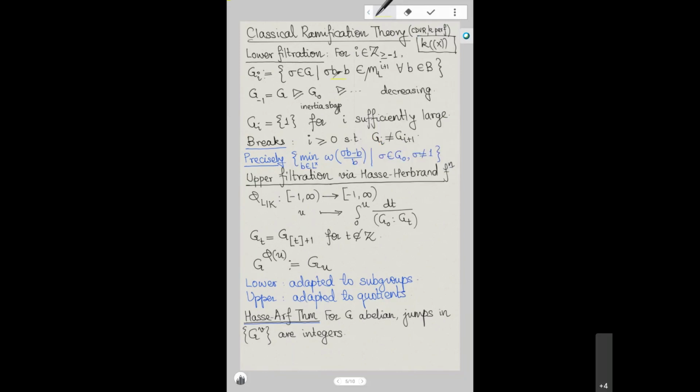Okay. All right, so here you see the action of sigma minus 1 on elements of B. Great, that we can see. Okay, perfect.